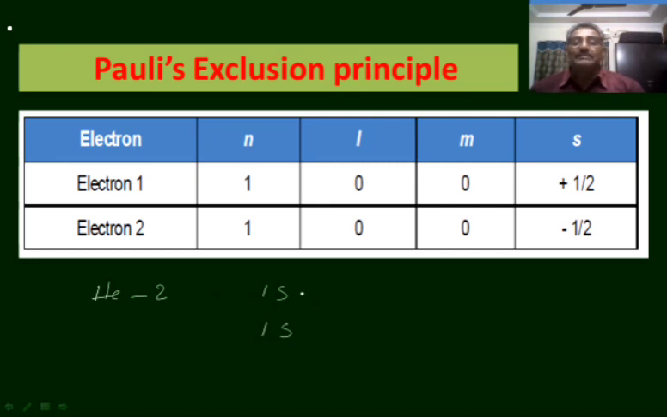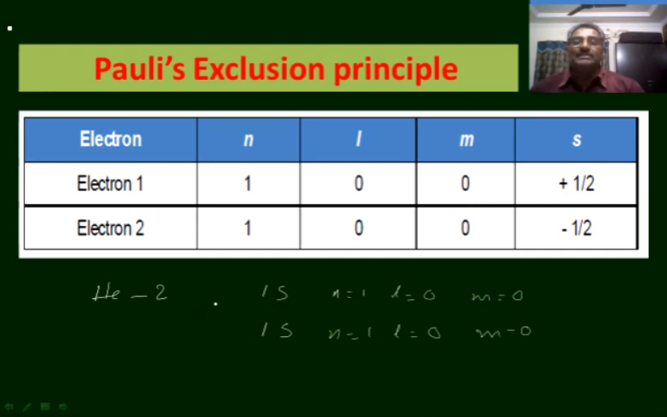For the first electron, as it is in the 1s orbital, the principal quantum number n is equal to 1, and if n is 1, the azimuthal quantum number L is 0. If the azimuthal quantum number is 0, the magnetic quantum number is also 0. For the second electron also, as it is present in the first main energy level, n is equal to 1. If n is equal to 1, L can have only one value, that is 0. If L is equal to 0, the m value is also 0.